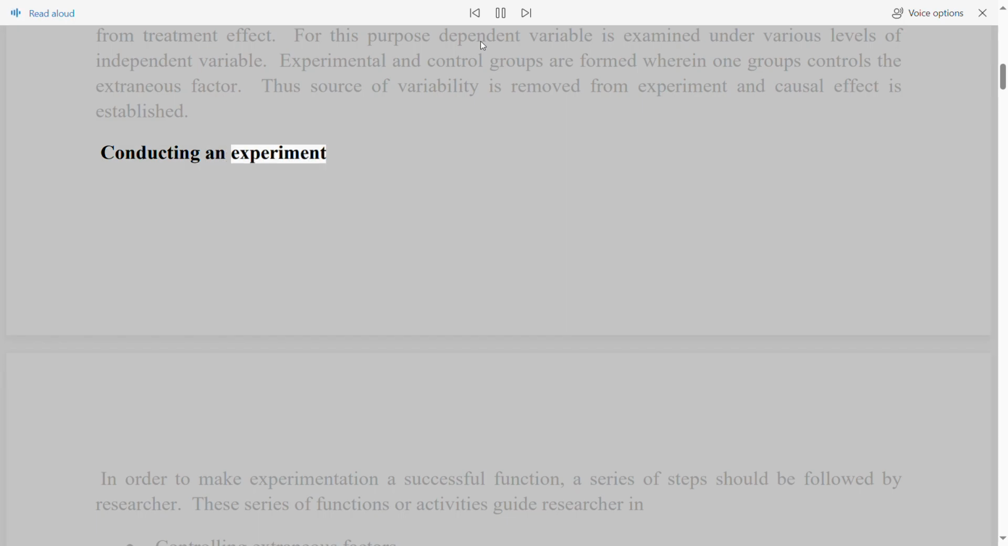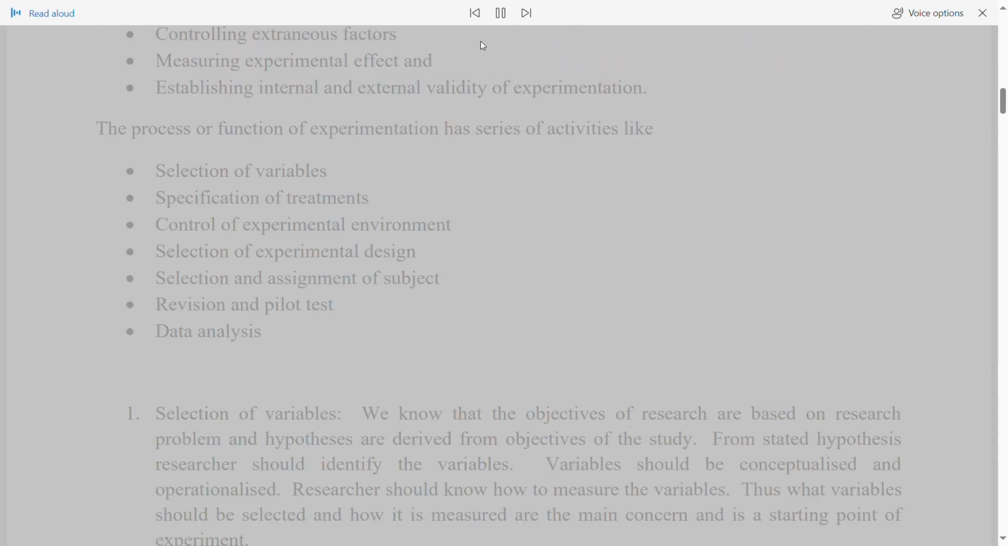Conducting an experiment. In order to make experimentation a successful function, a series of steps should be followed by the researcher. These series of functions or activities guide the researcher in controlling extraneous factors, measuring experimental effect, and establishing internal and external validity of experimentation.